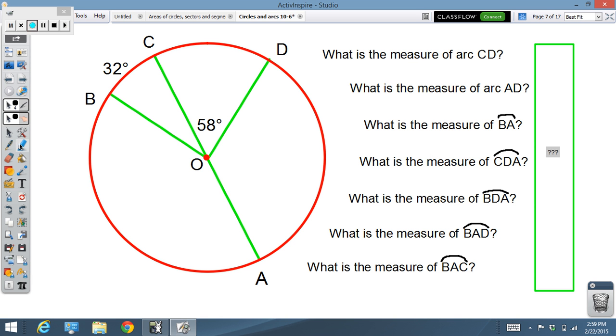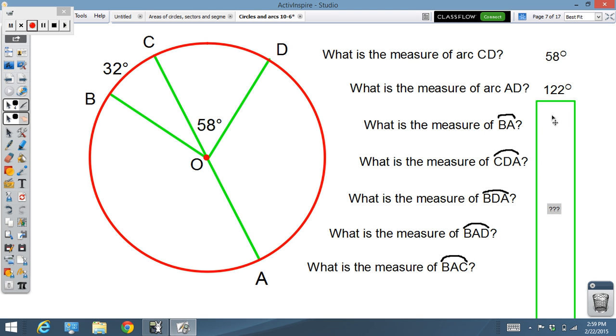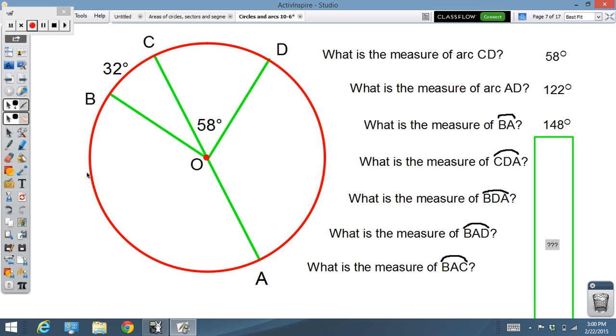Okay, pause it, think about it, here you go. Measure of arc CD must be 58 degrees because that's the measure of its central angle. Measure of arc AD. All right, AD must be 180, formed by the diameter from C to A. Okay, subtract the 58. We must have 122 for arc AD. Arc BA, it's this one here. Once again, 180 degrees, formed by CA. Subtract 32. We must have 148 for arc BA.